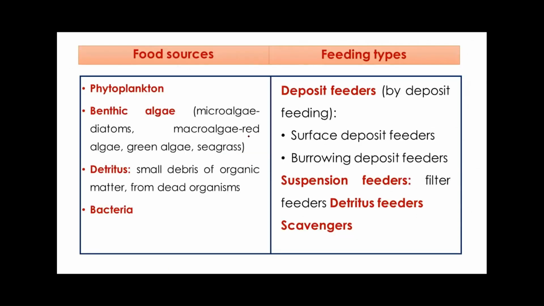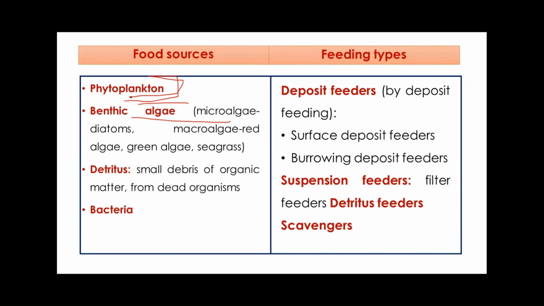As a source of food, we have phytoplankton. I will tell what phytoplankton is in great detail in the coming weeks. For now, you just understand that these are microscopic autotrophs in the sand or in the water column, or in the sediment. So they can be either benthic or pelagic.